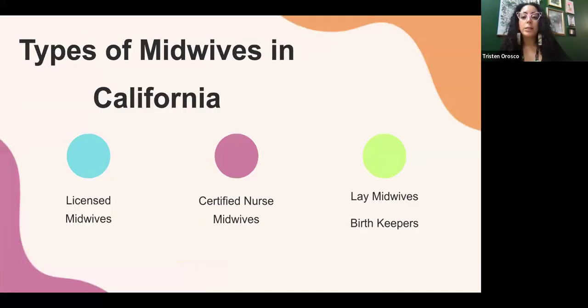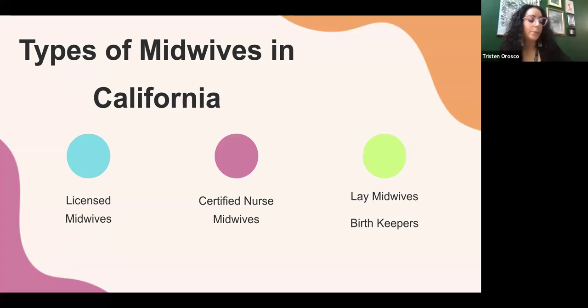So there are a few different types of midwives within California. We have licensed midwives, certified nurse midwives, and lay midwives or birth keepers. Earlier, there was a credential called a certified midwife that is recognized in other states, and they do have the ability to work in the hospital setting. However, in California, that credential is not recognized.